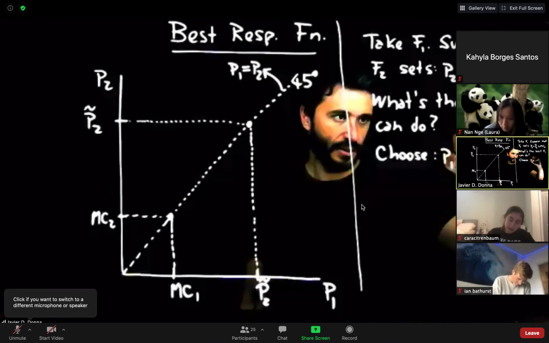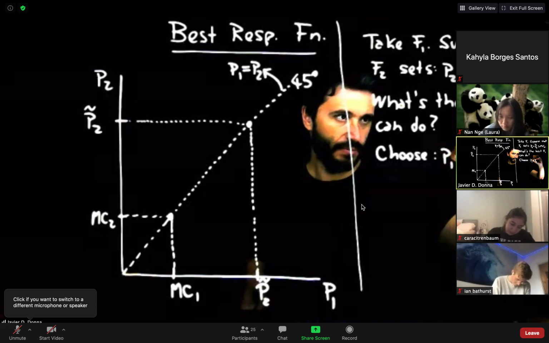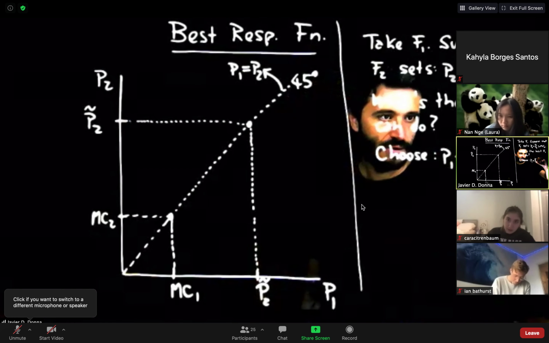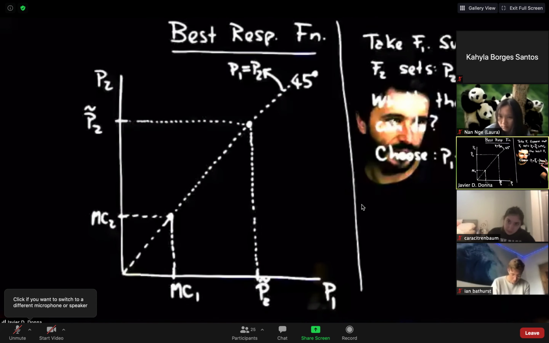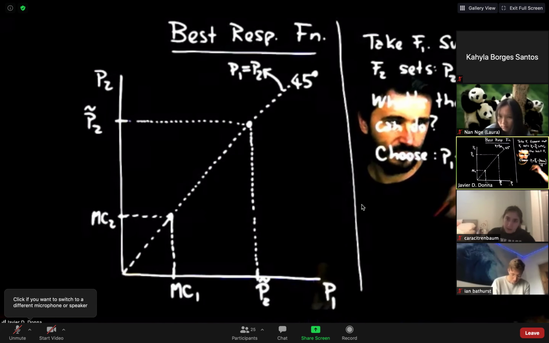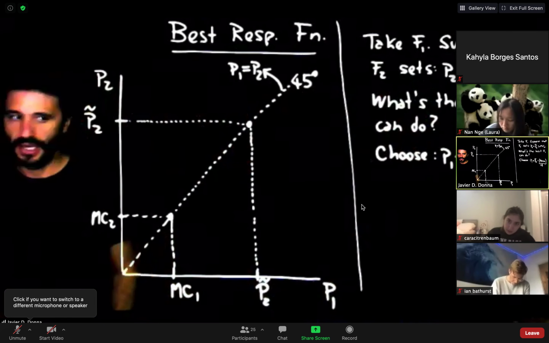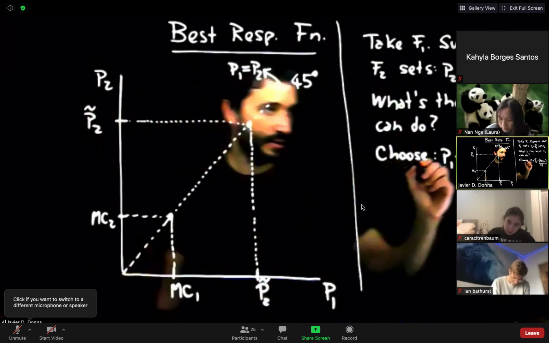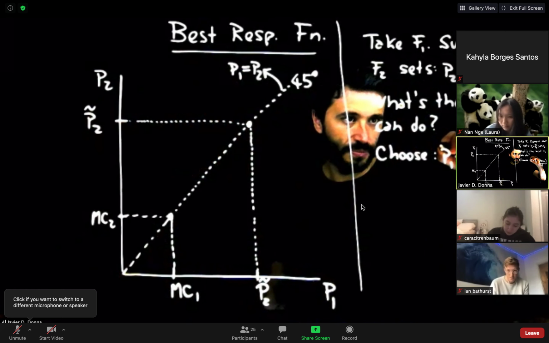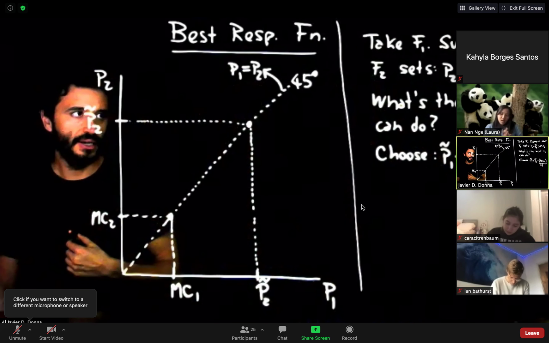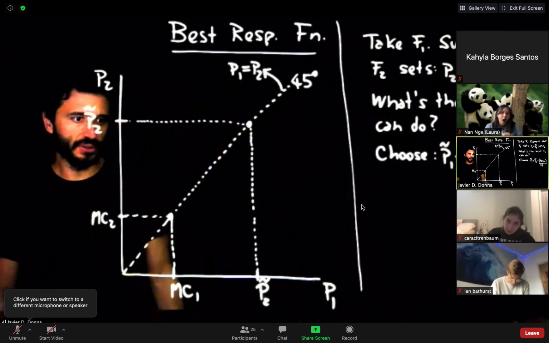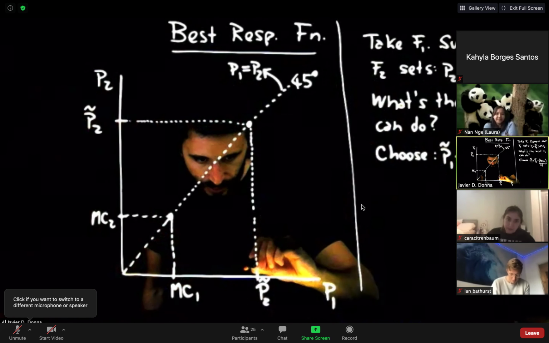So what one can do is choose P1 equals P2 tilde minus, let's put here the pen. Like one second. So let's assume that this is P1. Let's call this P1 tilde, because it's the price at which firm 1 reacts to P2 tilde.